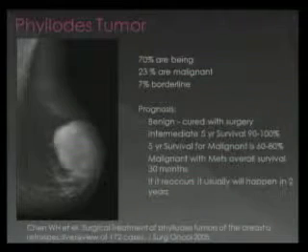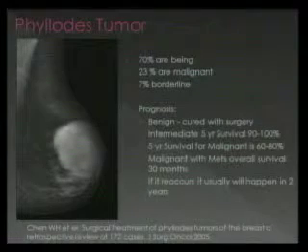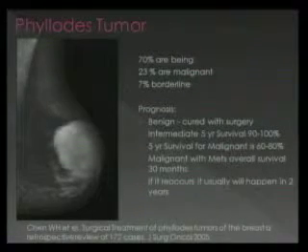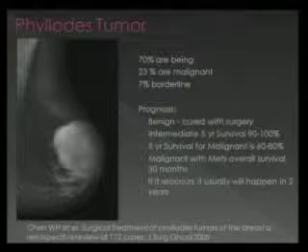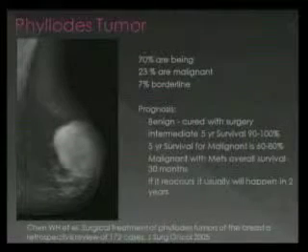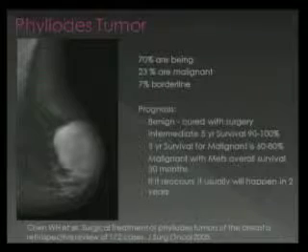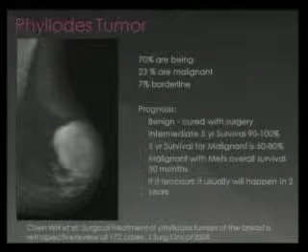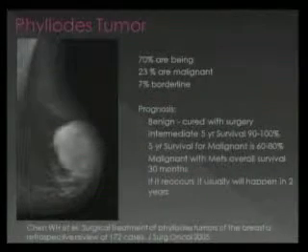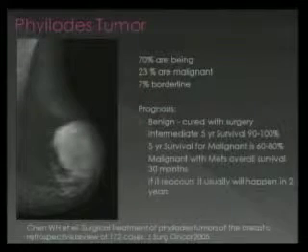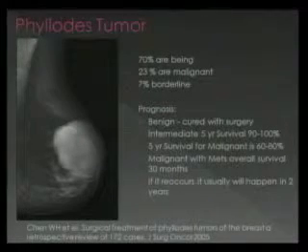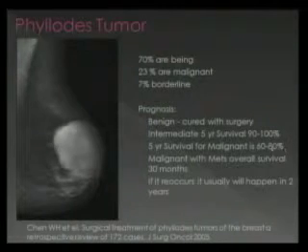So when you look at the prognosis of these different types of masses, benign was cured with surgery. The intermediate 5-year survival was 90 to 100%. The 5-year survival for malignant disease is approximately 60 to 80%. Malignant with METs, the overall survival was 30 months. And if it recurs, it will usually happen in the next 2 years after excision.